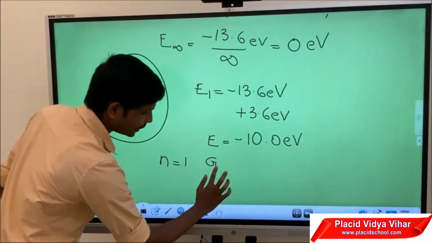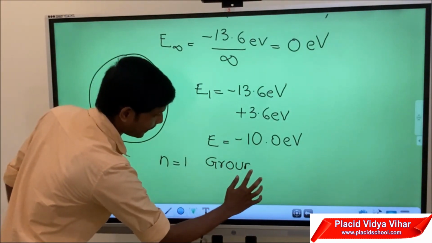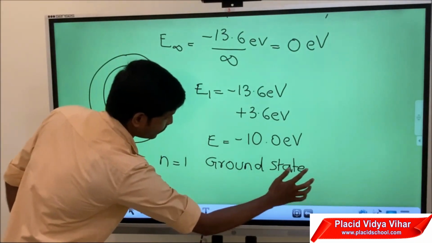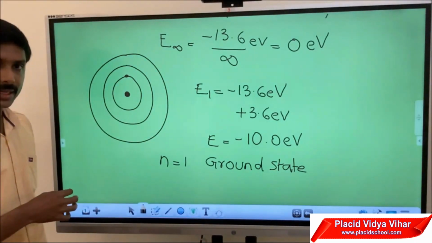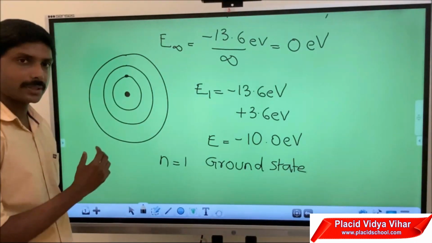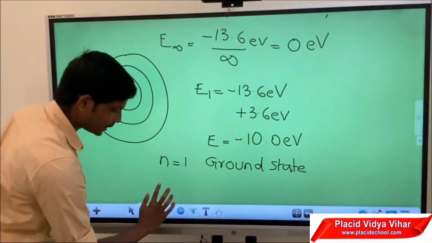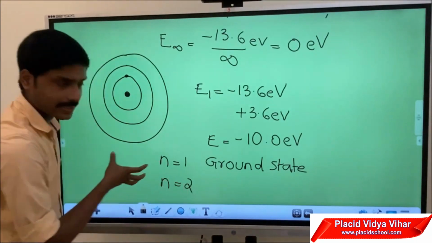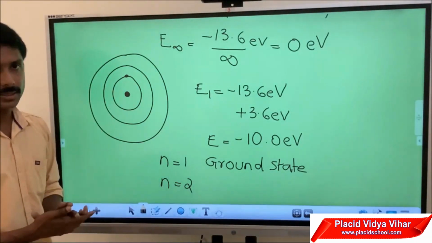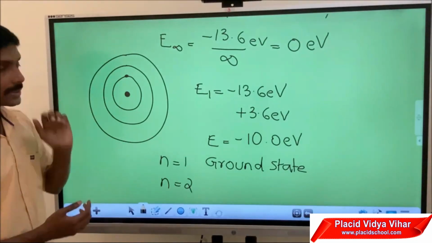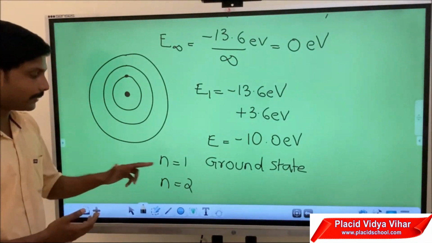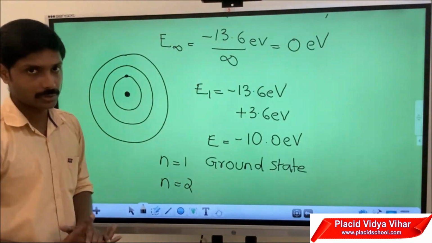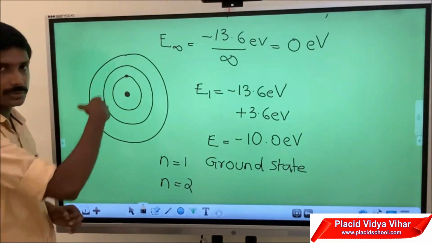It is the ground state. But when we are supplying a certain amount of energy and the electron is moving to the next energy level, it is in the first excited state. If you are moving to the next, the neighboring orbit, then we say that it is in the first excited state. Suppose if we are giving more amount of energy, that electron might be going to some other orbit.